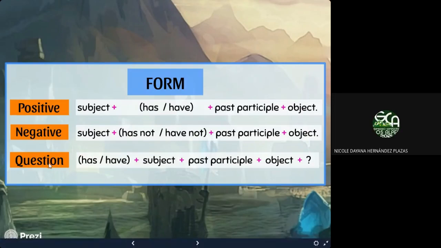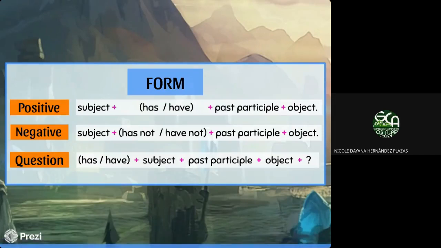Okay, baby. So don't forget, the first thing that you are going to put is your auxiliary verb, has or have. Then the subject, the past participle, and the object. Make a question in present perfect. So I can give you an example. Have you ever watched a movie?